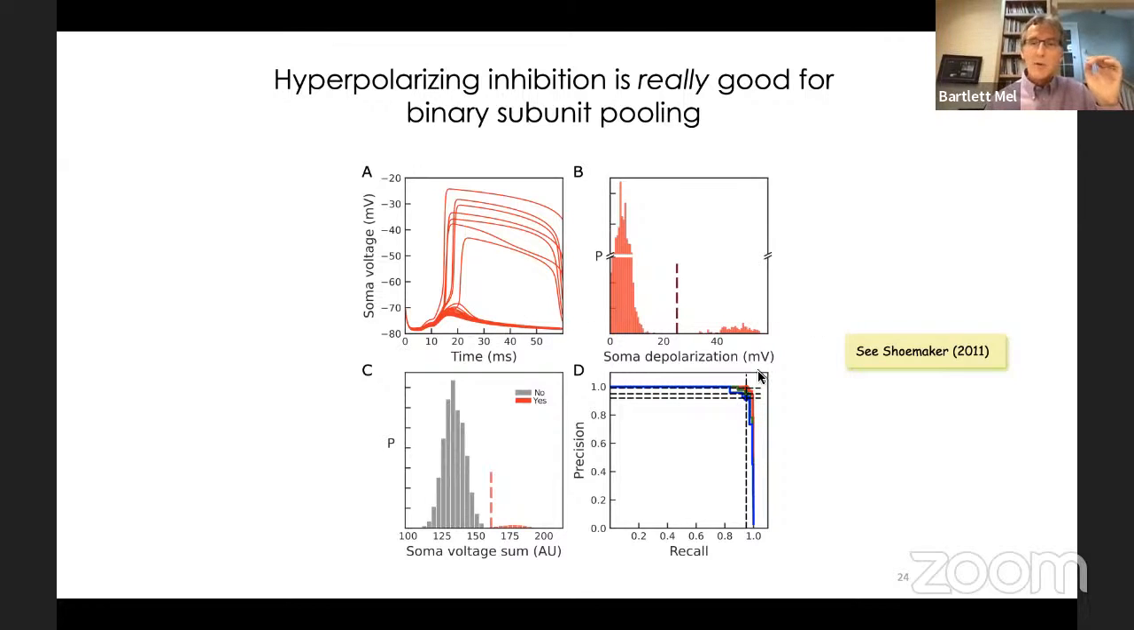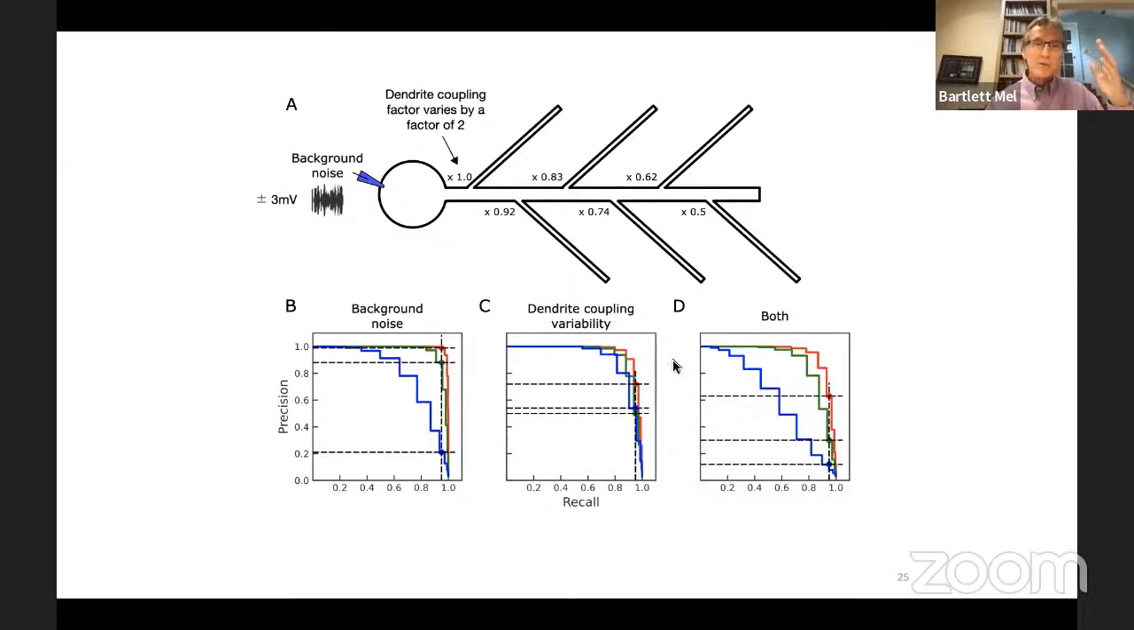hyperpolarizing inhibition. But we also realized that this was a ceiling effect because we weren't really simulating noise the way that we should have. And just very briefly, we said you can't count on having no noise at the cell body when you're trying to do this classification. So we added a kind of background noise at the cell body of a few plus or minus 3 millivolts. That's what we call background noise.